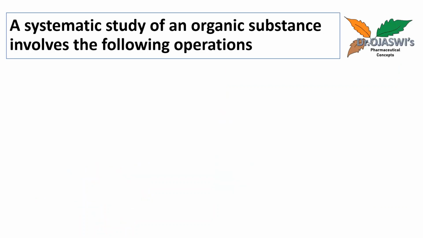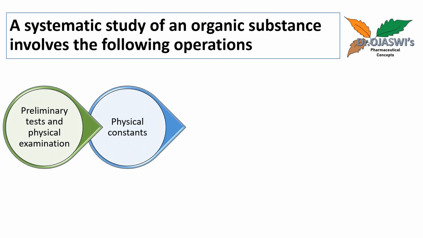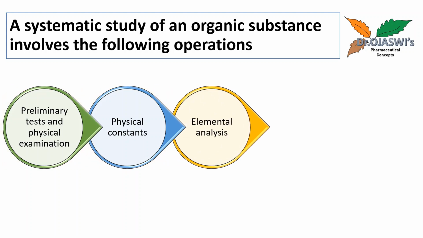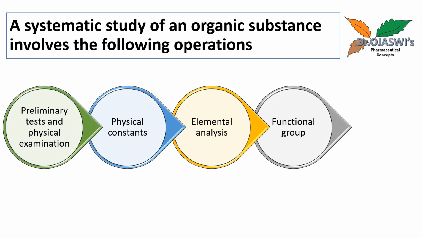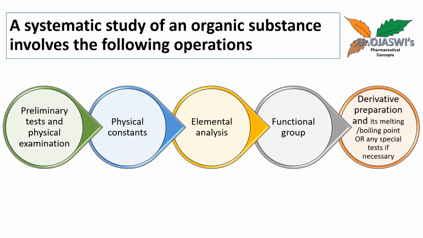A systematic study of an organic substance involves the following operations: preliminary tests and physical examination, physical constants, that is melting point or boiling point, elemental analysis, detection of functional group, and preparation of derivative and its melting point and boiling point determination. In this video I am focusing only on the preliminary tests and physical examination.